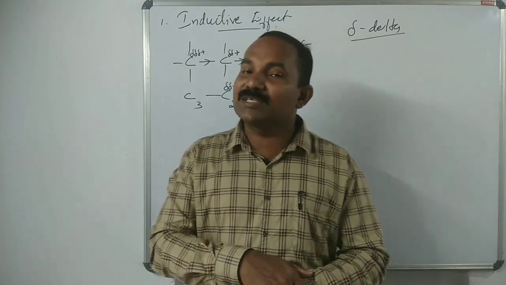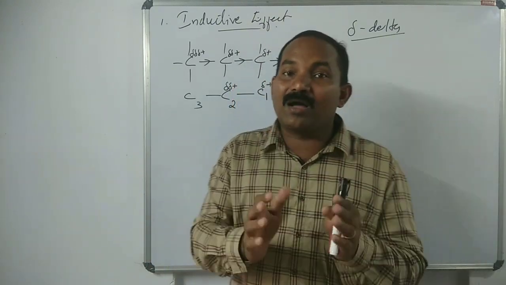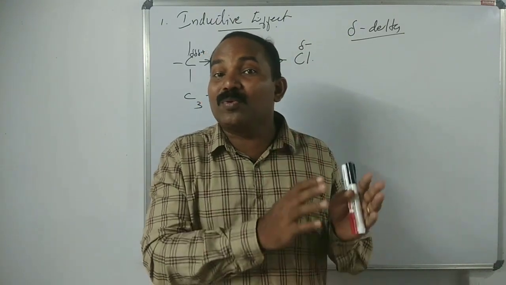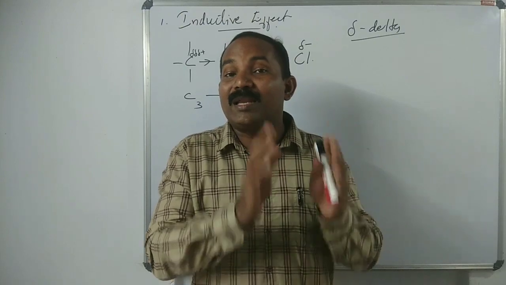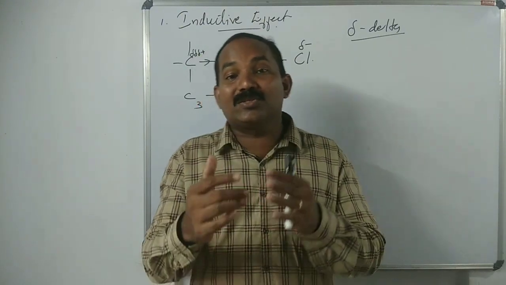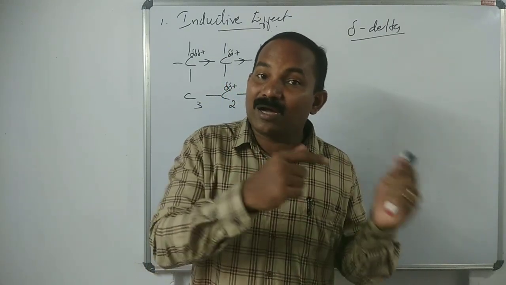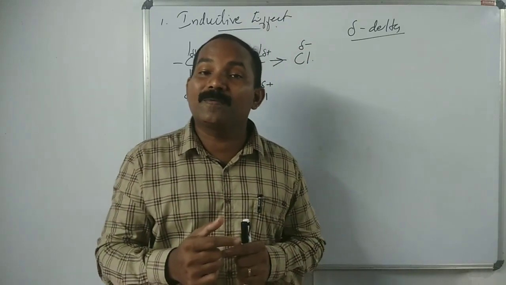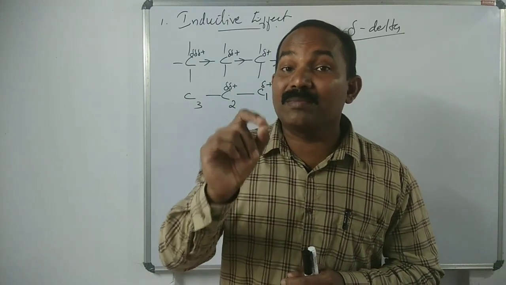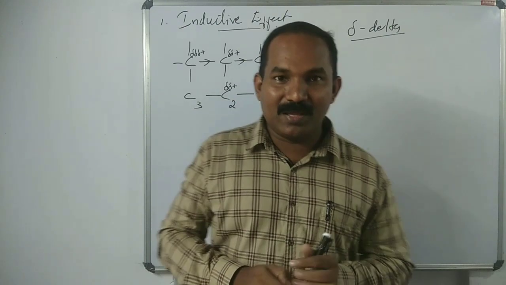Hope you understand. Once again, the permanent displacement of electrons along the carbon chain where some atoms or group of atoms with a different electronegativity than the carbon atom attached to the carbon chain is called inductive effect. So remember that it is a permanent effect.